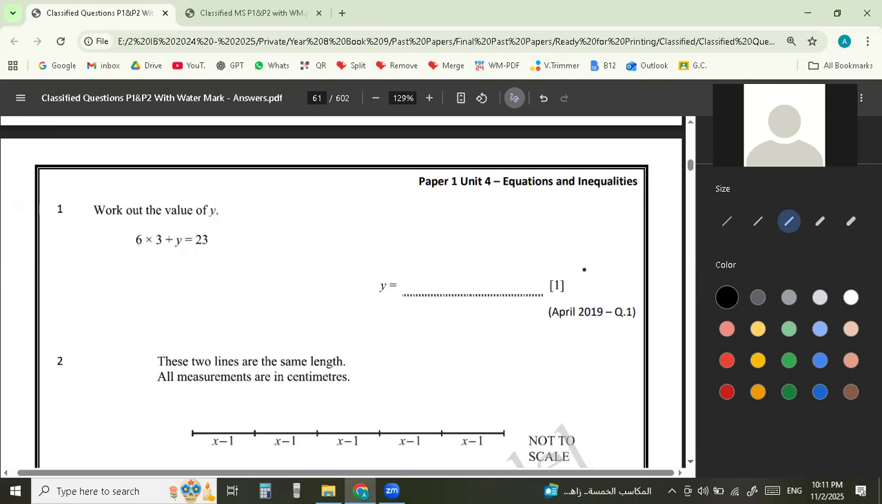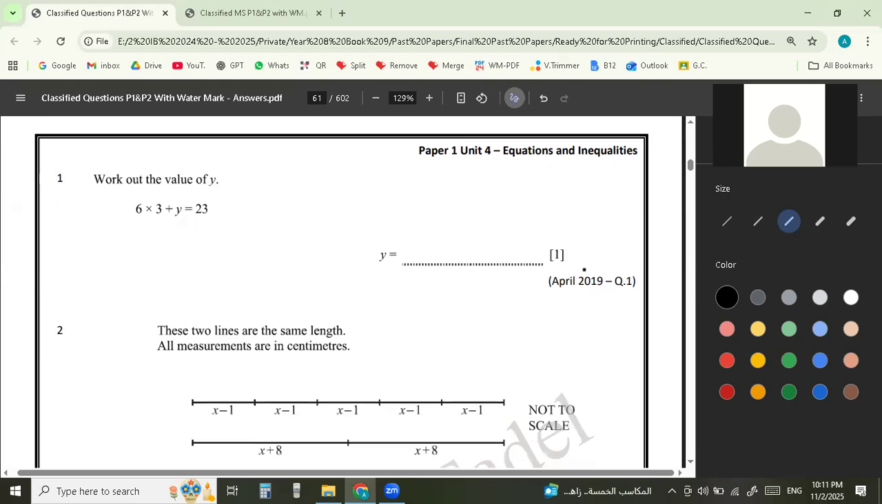Let's start. All right, here they're asking us to work out the value of y. So I'm just going to simplify. How are we going to simplify? 6 times 3 is 18, plus y equals 23. So I need to get rid of the 18. I'm going to send it there with subtraction because it's here addition. I'm going to send it to the other side with the opposite sign. It's positive here, so I'm going to send it there negative. So y equals 23 minus 18. Y equals just 5. So y is 5.